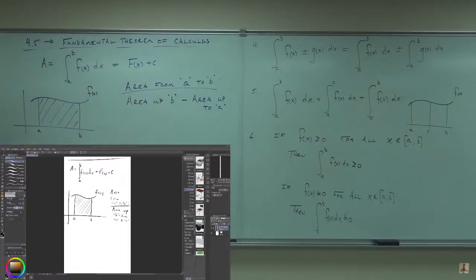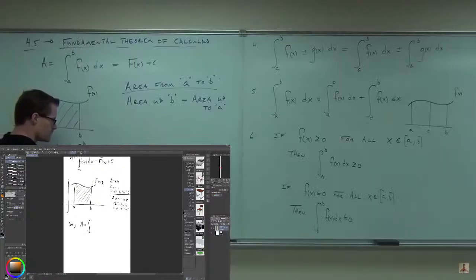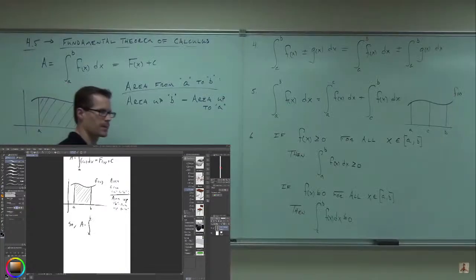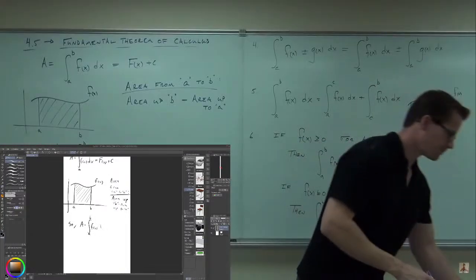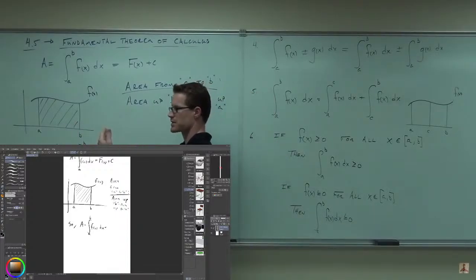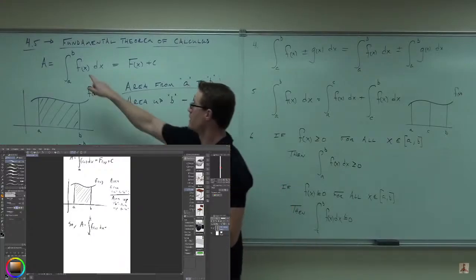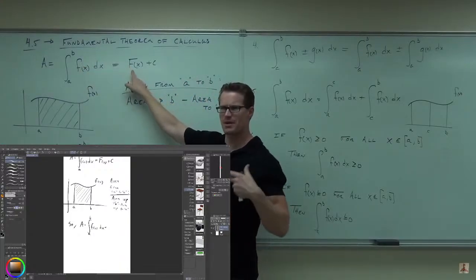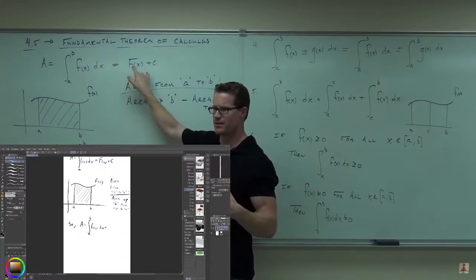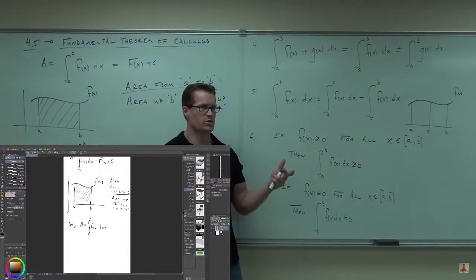The area is this. What we're going to do is take the area up to B minus the area up to A. Now here's what you have to realize. What we're doing here is calculating the area function. Do you remember me introducing that to you a long time ago? That this indefinite integral actually is an area function. It was a family of curves.